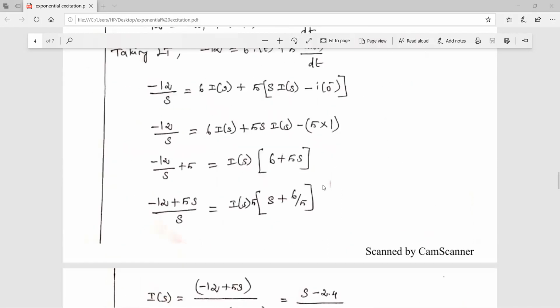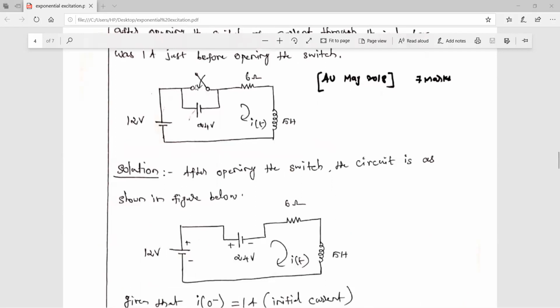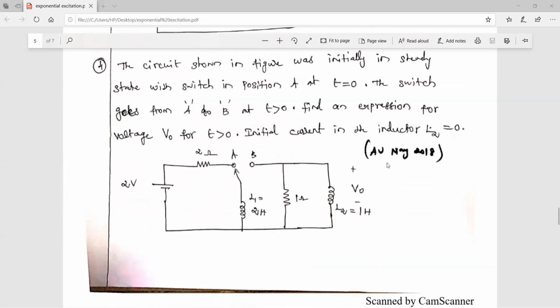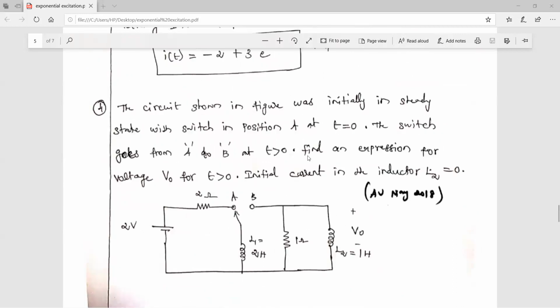Same method. When the switch is in open condition, we are calculating the current. This is an April May 2018 question, a 7 mark question, one subdivision. So one more problem, again from April May 2018. The 8 mark question is this one.